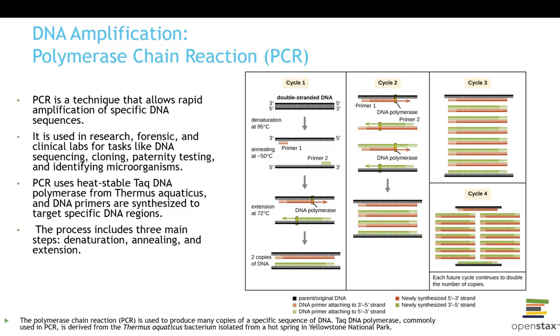They use this technique in research, forensics, and clinical labs in order to amplify the DNA for sequencing, cloning, paternity testing, and identification of pathogens. So it's a very important technique. If you remember, we talked about DNA replication previously. PCR is pretty much like a machine that, by using different temperatures, is going to make millions or billions of copies of the DNA that we have. So it's going to replicate the DNA.